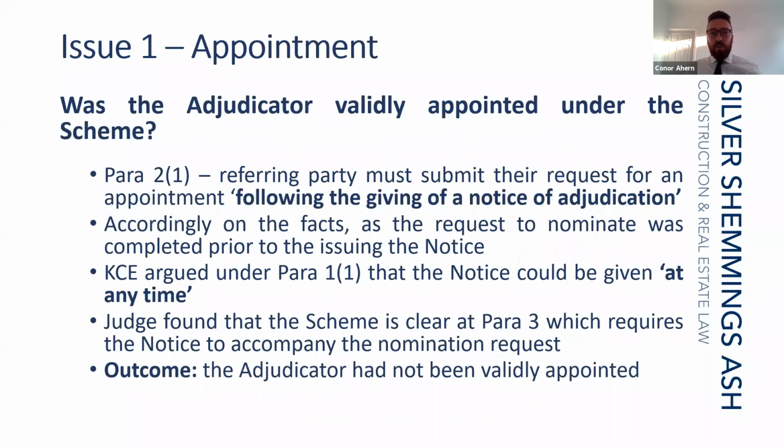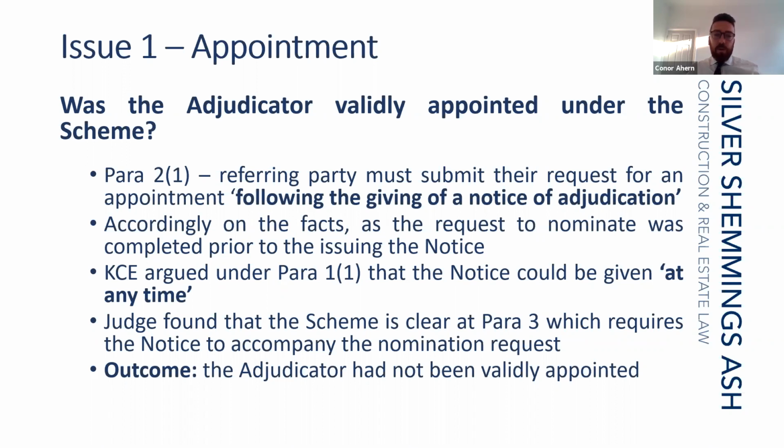So the first issue was in relation to the appointment. Was the adjudicator validly appointed under the scheme? Now, paragraph 2.1 of the scheme confirms that the referring party must submit their request for an appointment following the giving of a notice of adjudication. So the scheme is clear that you can only request an adjudicator once you've issued the notice. That is not what Kingstone had done. So on these facts, as the request to nominate was completed prior to issuing the notice, it was ineffective, basically.